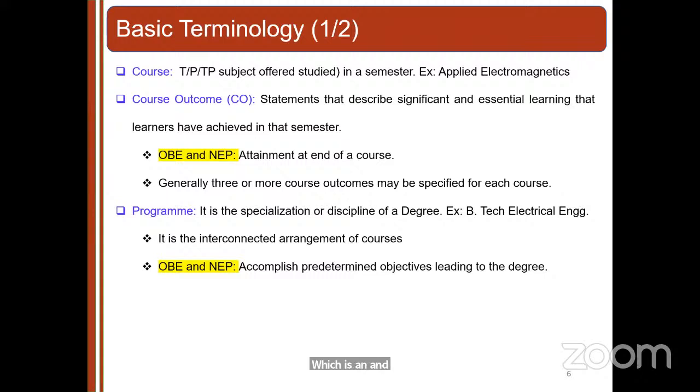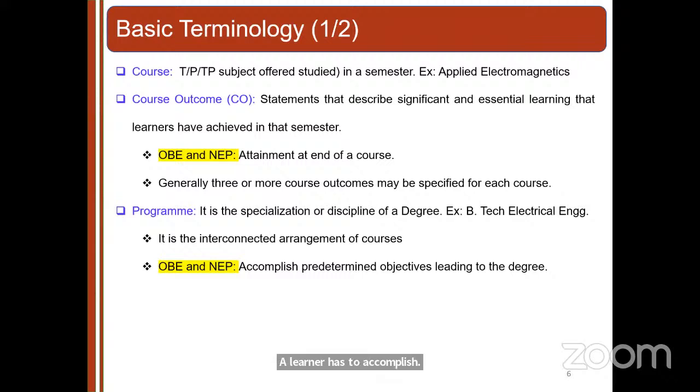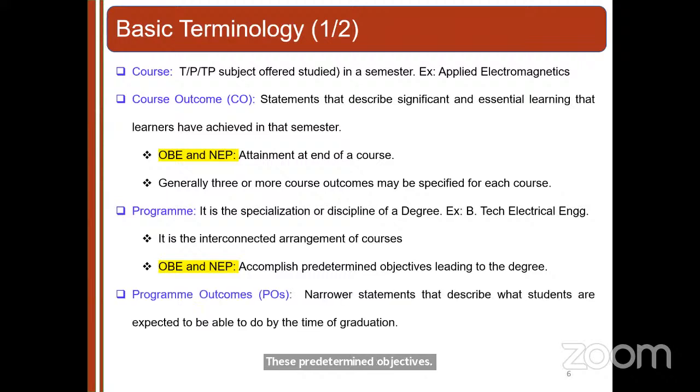interconnected arrangement of courses. And what OBE and NEP say is that a learner has to accomplish these predetermined objectives that are leading towards a particular degree. So that's what we call program outcomes. Compared to the course outcomes, which mostly talk about a specific course that we deal with, program outcomes are very narrow statements that describe what the learner will be able to do at the time of their graduation.